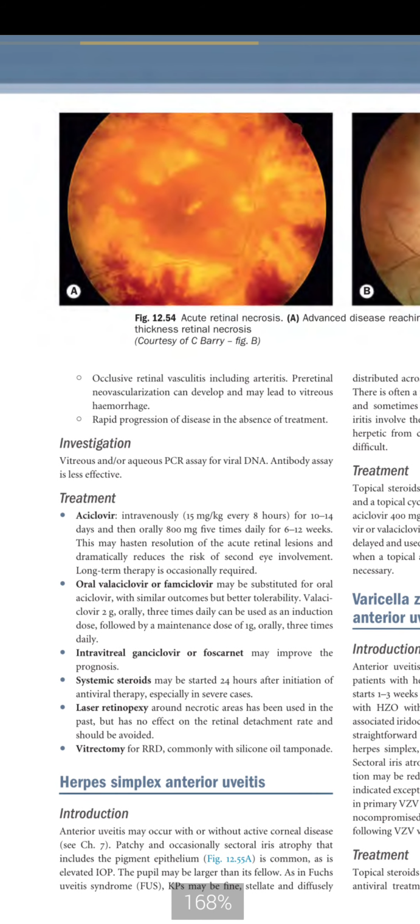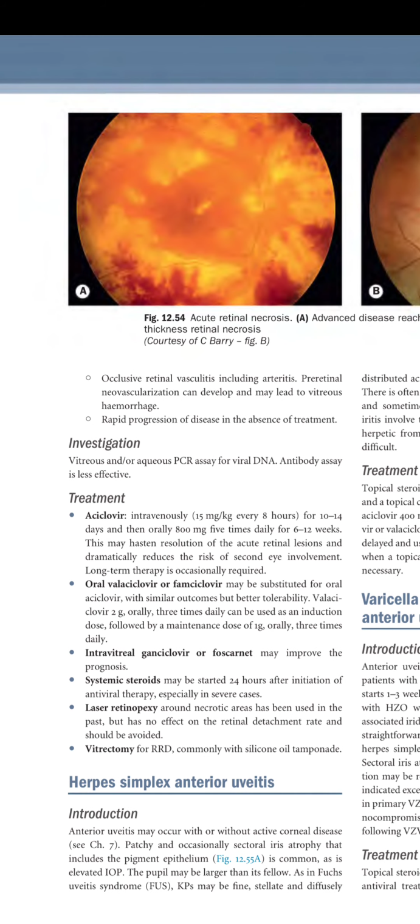Occlusive retinal vasculitis, including arteritis. Pre-retinal neovascularization can develop and may lead to vitreous hemorrhage, with rapid progression of the disease in the absence of treatment. So vasculitis can occur in a case of ARN. So what are the investigations? Vitreous and/or aqueous PCR assay for viral DNA; antibody assay is less effective.